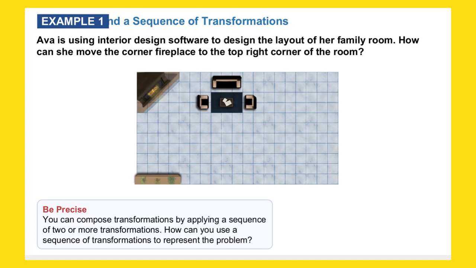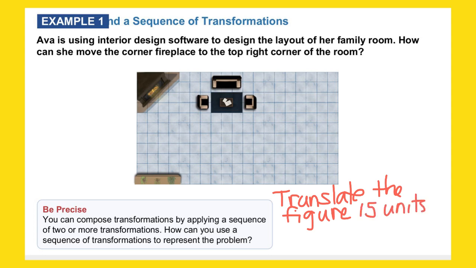So first, I really feel like we need to slide it. So when you are doing these steps, it's really important that you give me all the directions. So I'm going to say I'm going to translate the figure 15 units right. So there are some things that I will be looking for. What am I doing? How much? What direction?